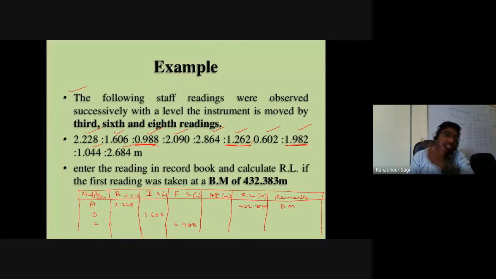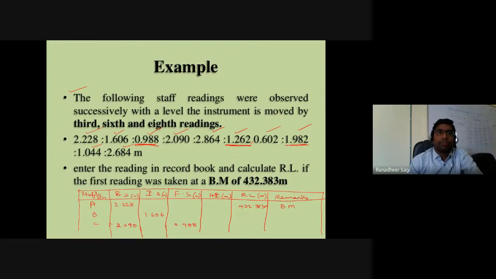After shifting the instrument, where are we going to take the staff reading immediately? The staff reading is taken immediately on the same point where you took your last reading. Same point in the sense, on point C only, the next reading is going to be taken. So what is my next reading? 2.090 meters is my next reading. Where is it to be listed? At point C only, but it should be represented as your backside.